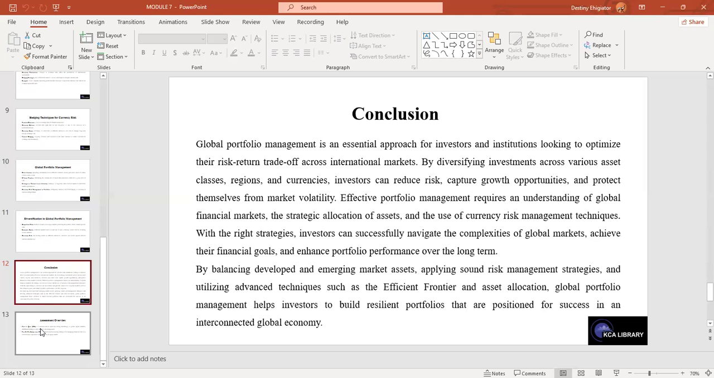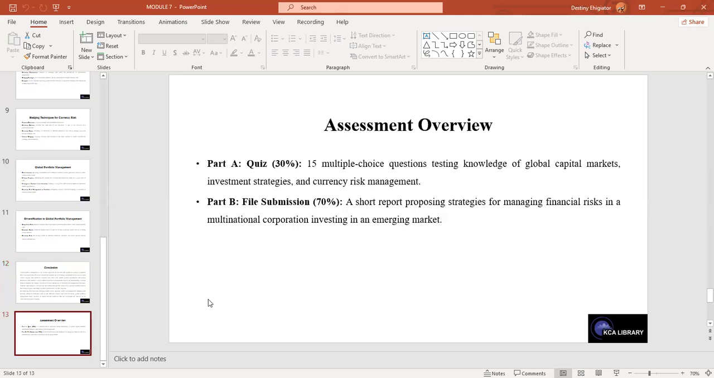By balancing developed and emerging market assets, applying sound risk management strategies, and utilizing advanced techniques such as the efficient frontier and asset allocation, global portfolio management helps investors to build resilient portfolios that are positioned for success in an interconnected global economy.